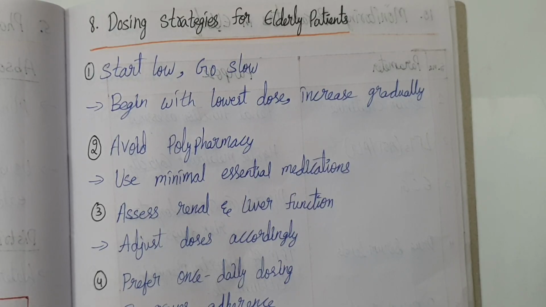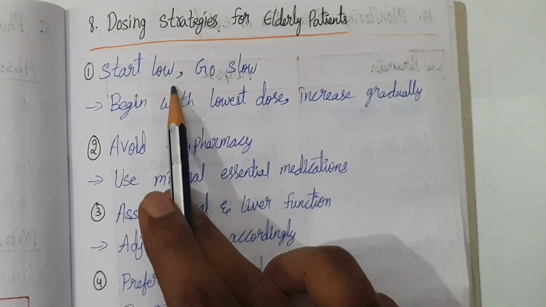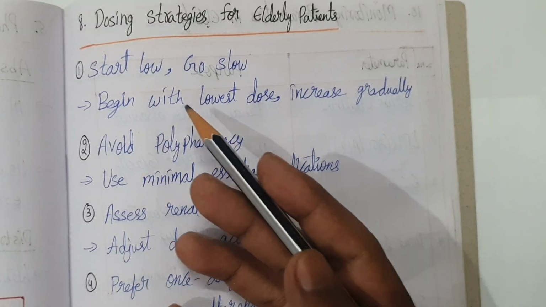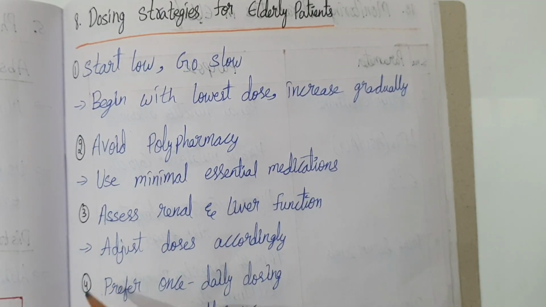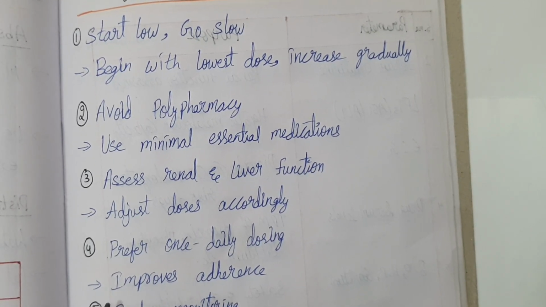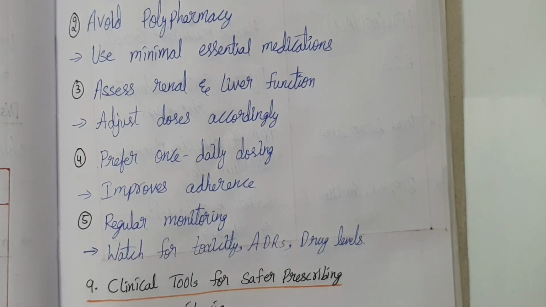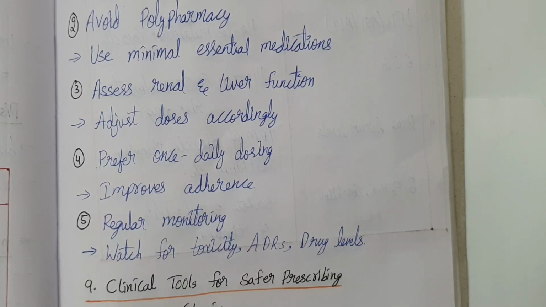Hope this helps you. Now the dosing strategies. Always follow this golden rule: start low, go slow. So here is your strategy. You start with low doses, avoid unnecessary medications, and adjust the dose based on renal and liver function. You can prefer a once daily dose, and regular monitoring is a must. You have to watch for toxicity, ADR signs, drug levels, organ functions and enzyme levels.